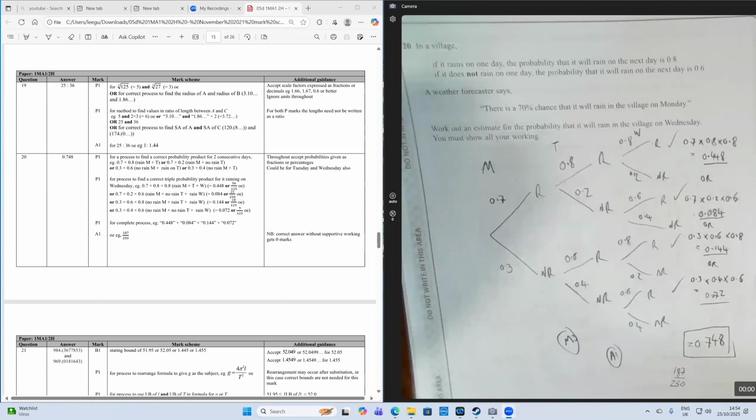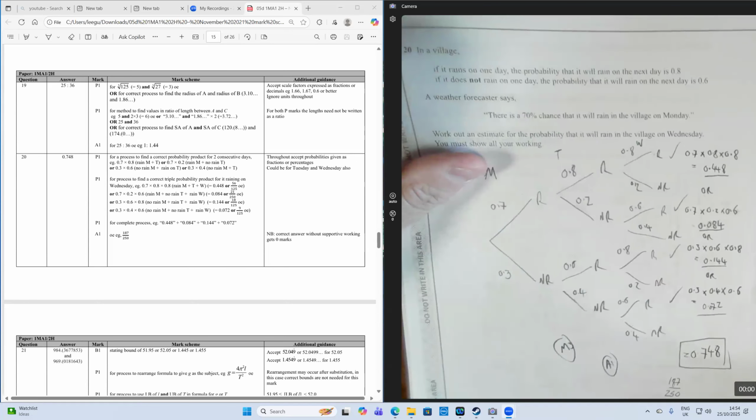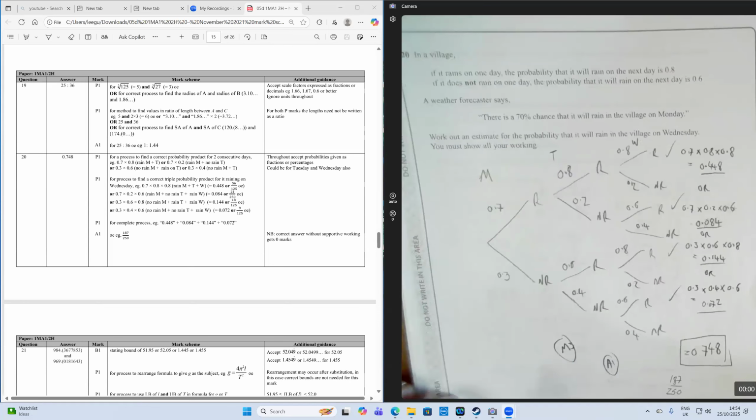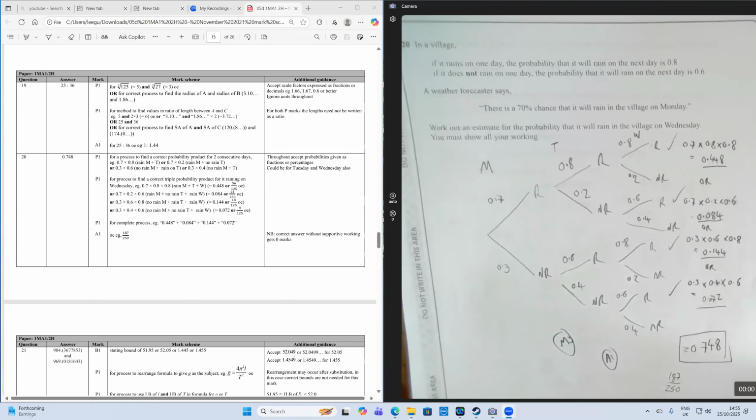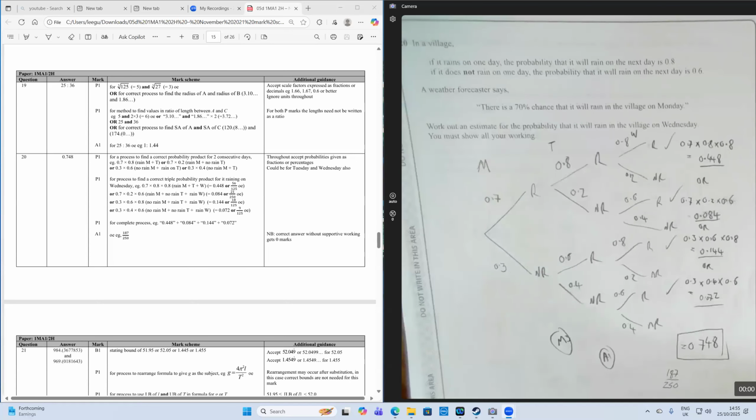Question 20 rather, probability. Here's a good one. In a village, if it rains on one day, the probability that it will rain on the next day is 0.8. If it does not rain on one day, the probability that it will rain on the following day is 0.6. The weather forecaster says that there is a 70% chance it's going to rain on Monday. Work out an estimate for the probability that it will rain in the village on Wednesday. You must show all of your working.